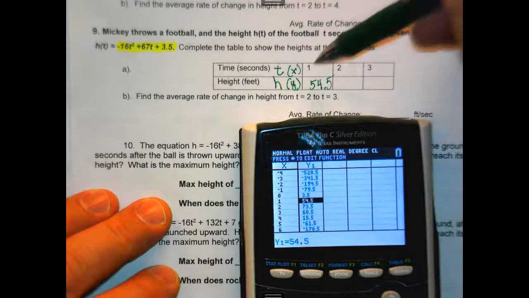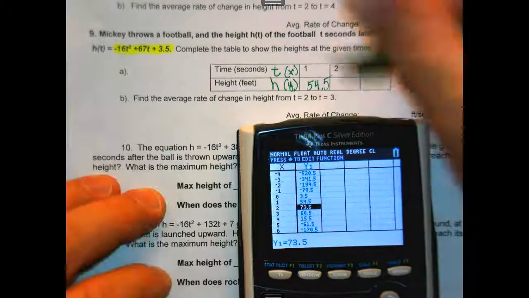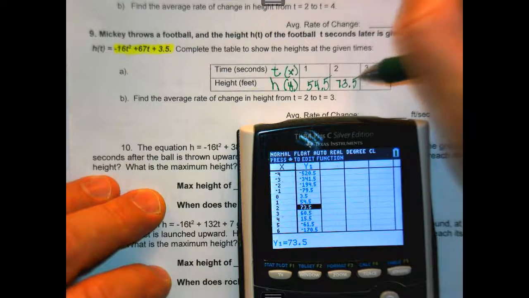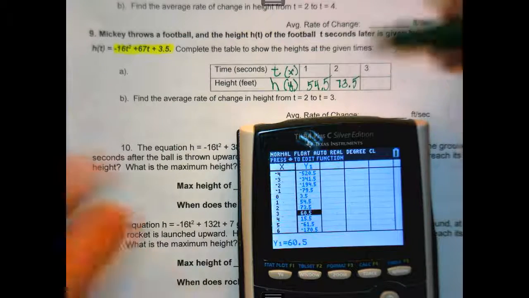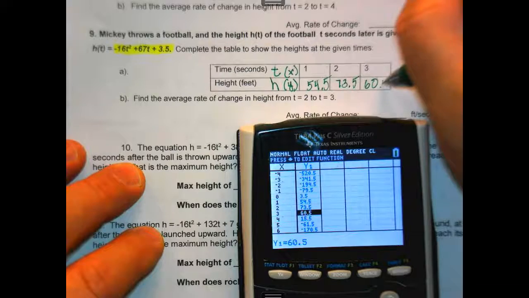And then it says find Y when X is 2. Well, that's easy. 73.5. And then when X is 3, I'm at 60.5.